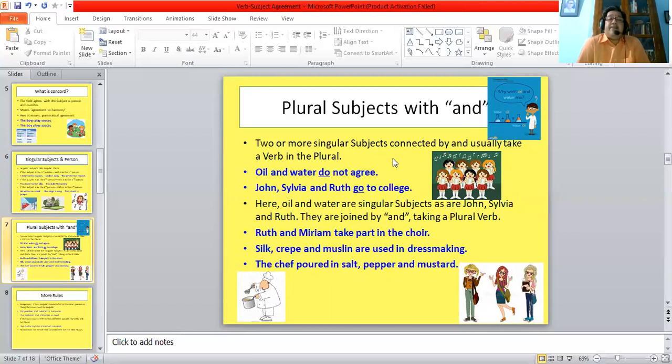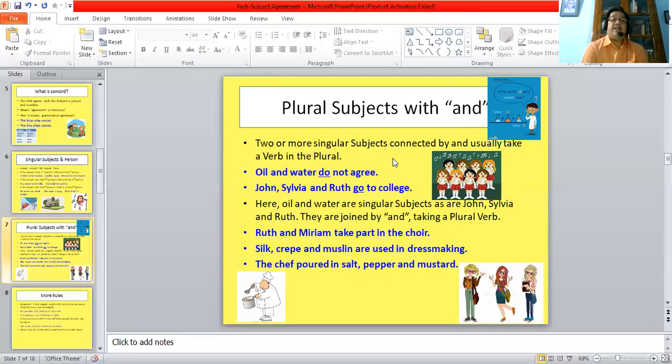Silk, crepe, and muslin are used in dressmaking. Not "silk, crepe, and muslin is used in dressmaking." But if we use only one of them, if we have only a singular subject, then it will be "is," like silk is used in dressmaking or muslin is used in dressmaking. But as soon as we have two subjects, crepe and muslin, then we have to use plural. Crepe and muslin are used in dressmaking, or silk and muslin are used in dressmaking.